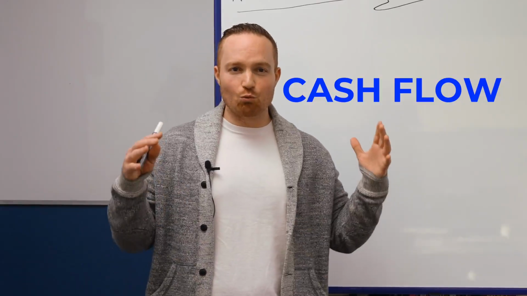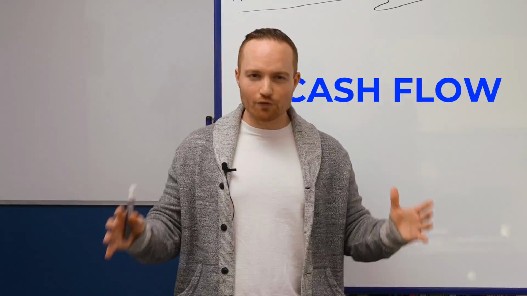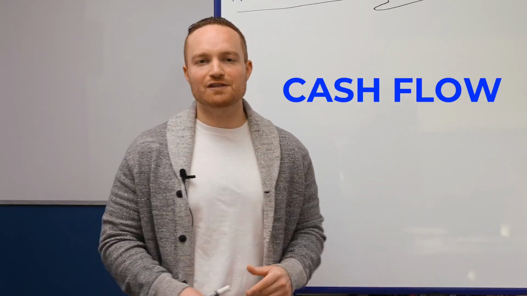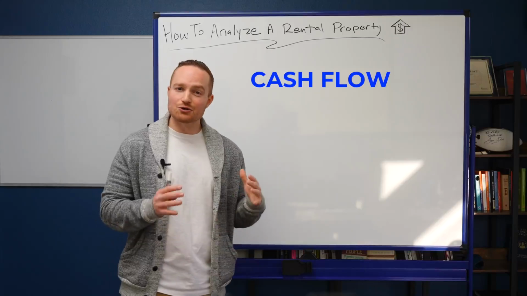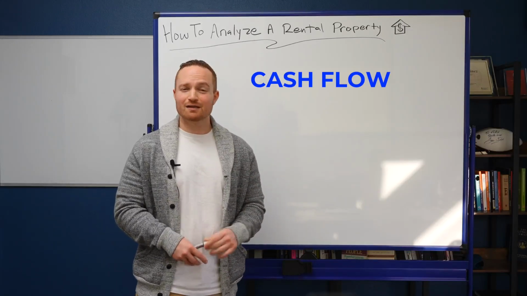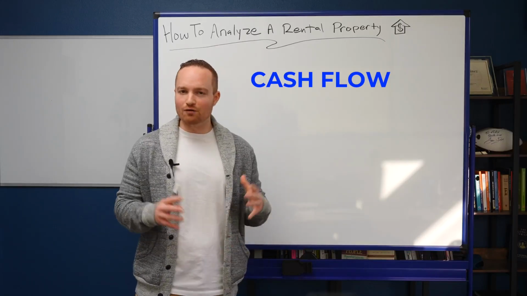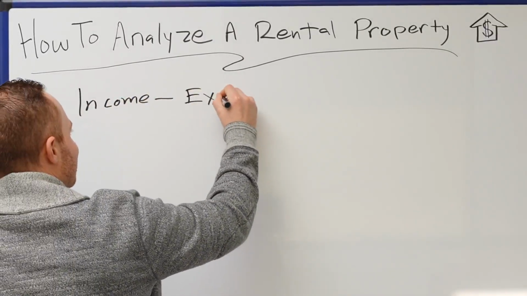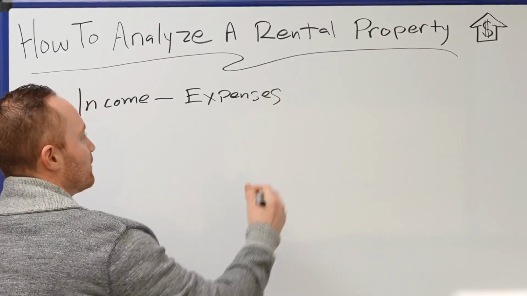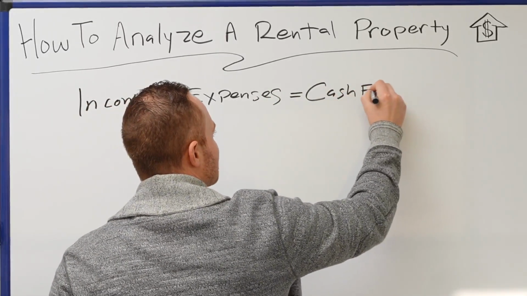So cash flow is simply what's left over after you collect all of a property's income and then pay all of the expenses. Think about it, what comes in and then what goes out. There's no need to make it more complicated than that. This is really the most important part of real estate investing. The simple formula is income minus expenses. This is how you get cash flow.